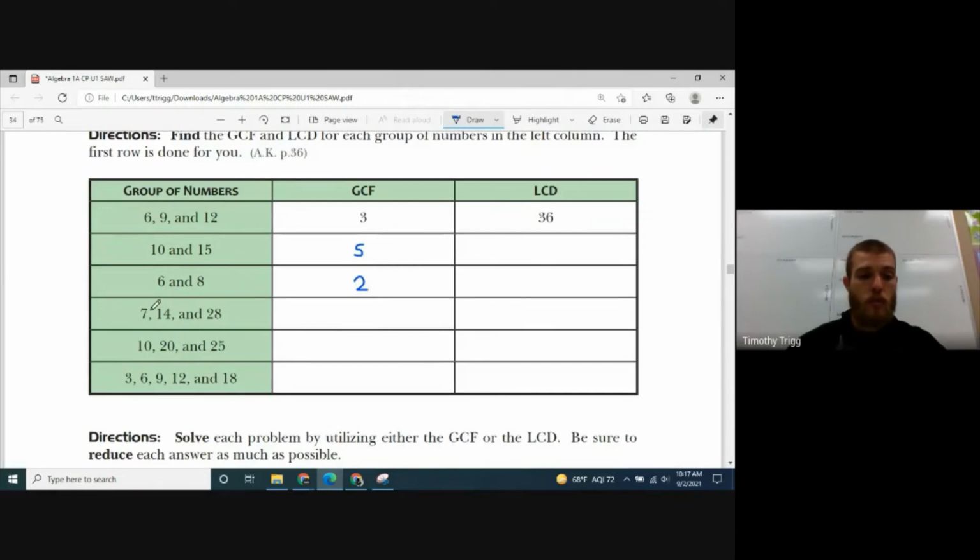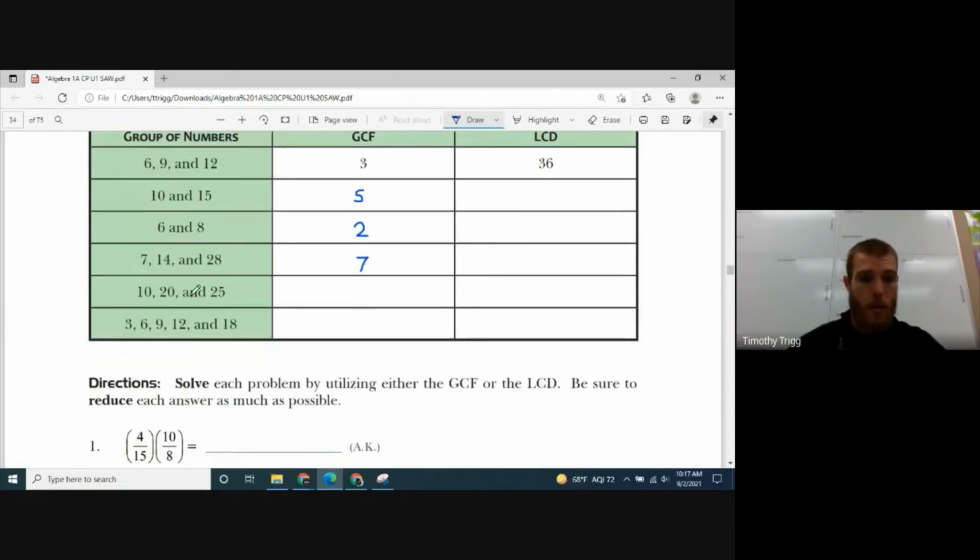What about for this group? 7, 14, 28. Well, in this case, it's actually 7. 7 divides 7. 7 divides 14. 7 also divides 28. So 7 is the greatest common factor here. For this list, 10, 20, and 25, we're looking for a number that divides all 3 of these. That would be 5. What about this list? This one would be 3. So 3 divides 3, 3 divides 6, 3 divides all of these.